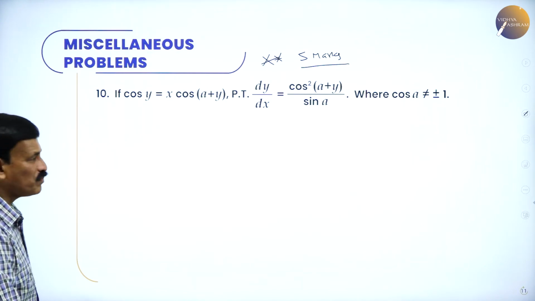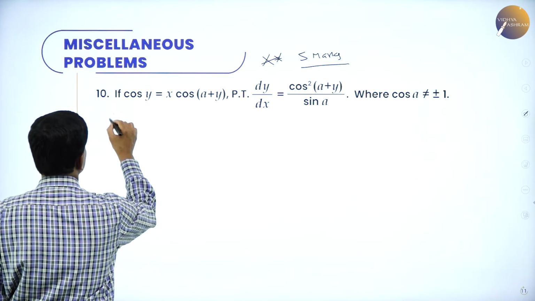Now this is a different problem. Now the given equation, what is the given equation?